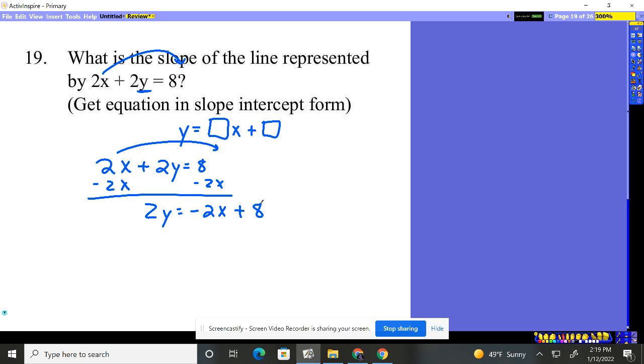Now, I need a single y, so I'm going to divide by 2, which means each of these pieces is going to get divided by 2. This equation becomes y equals the opposite of x plus 4. Now remember, that means there's a -1 there. So when it says, hey, what is the slope? In this case, our slope is -1. We just put it in slope-intercept form and then looked at what was in front of x, and that told us, hey, this guy has a slope of -1, y-intercept of +4.